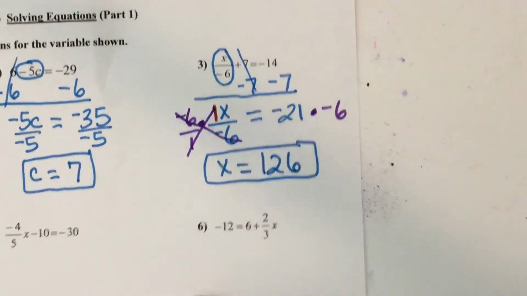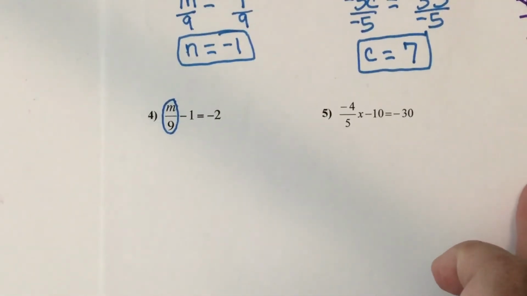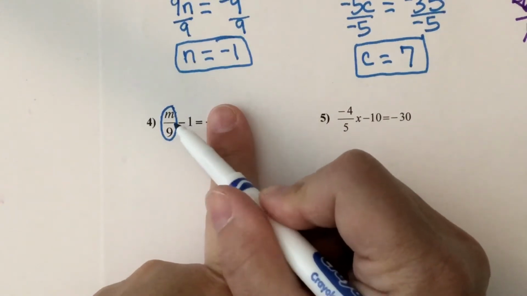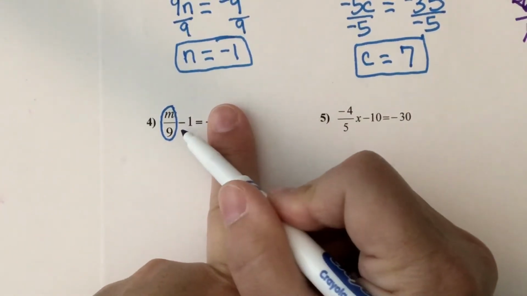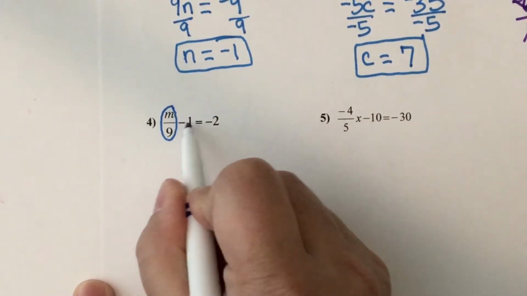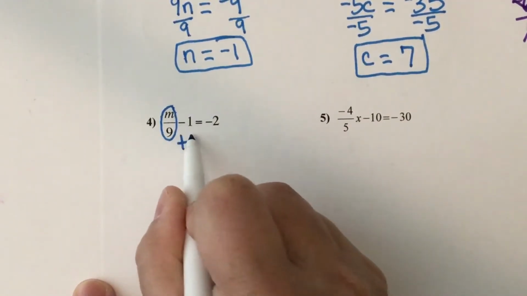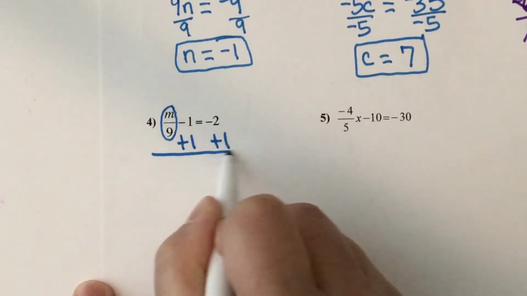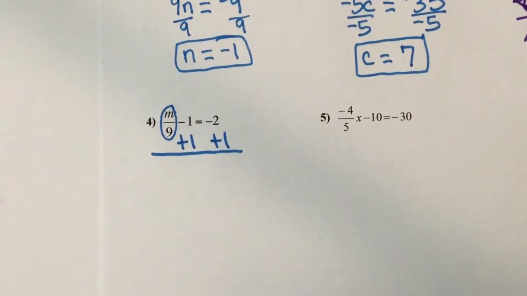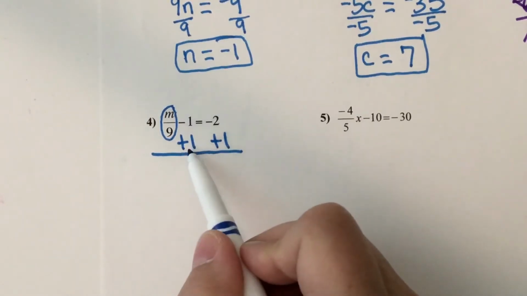Okay, looking at this next one, I'm going to get rid of whatever's on the side with my variable. So this time I'm getting rid of subtraction of 1. So to make this 0 out, to get rid of subtraction, you add. And what you add to the left side of the equals, you have to add to the right side of the equals. So now negative 1 plus 1 is 0.